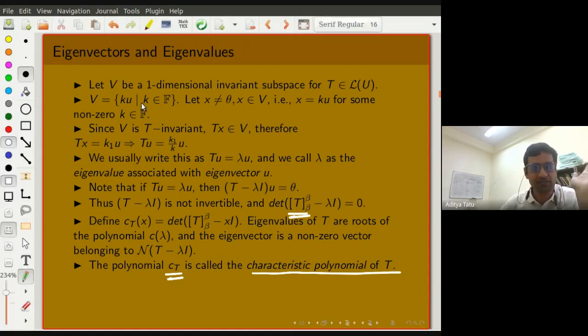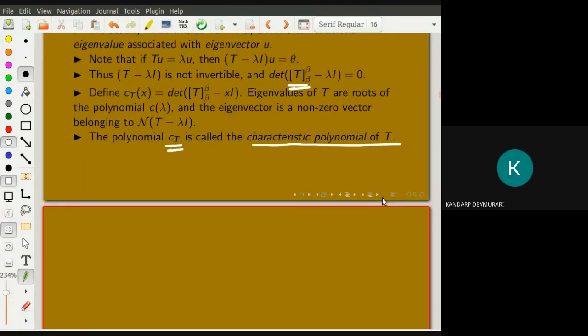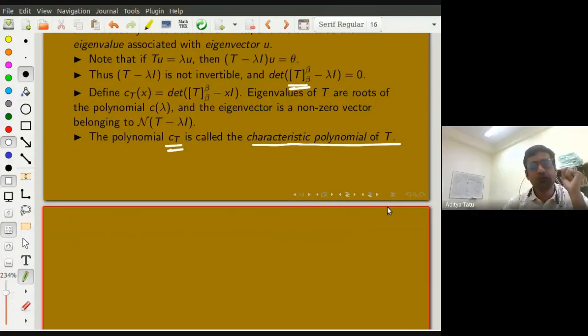Yes or no? Is this question understood? Yes, sir. But in a particular representation for a particular basis, we can also get the representation in another basis alpha. That is right. But if so, that's my question.